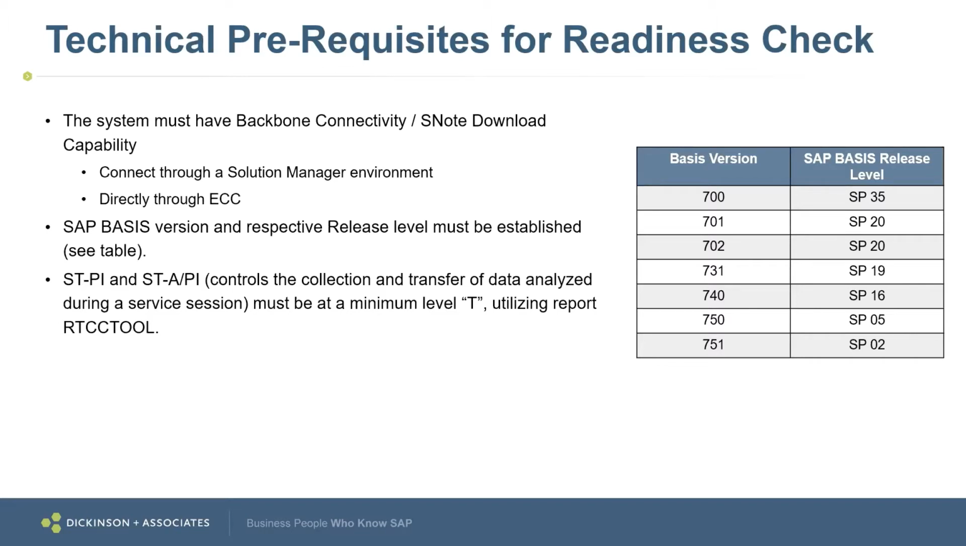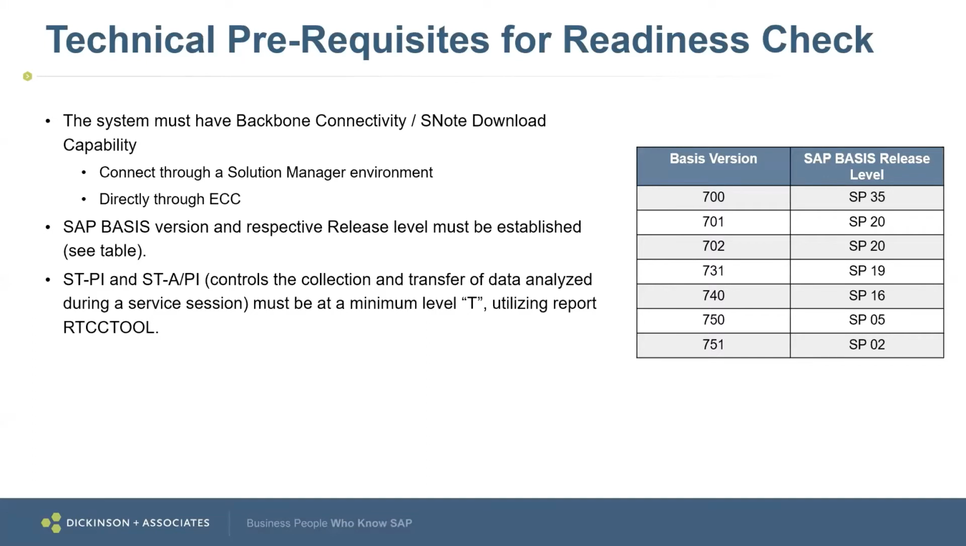So you want backbone connectivity or the ability to have that S-Note downloads, because OSS notes will have to be applied during the process. And then based on your basis version, you need to be at a specific release level. So the table on the right-hand side of the slide shows for a particular basis version what service pack release level you have to be at. There are also tools that need to be enabled on your system.